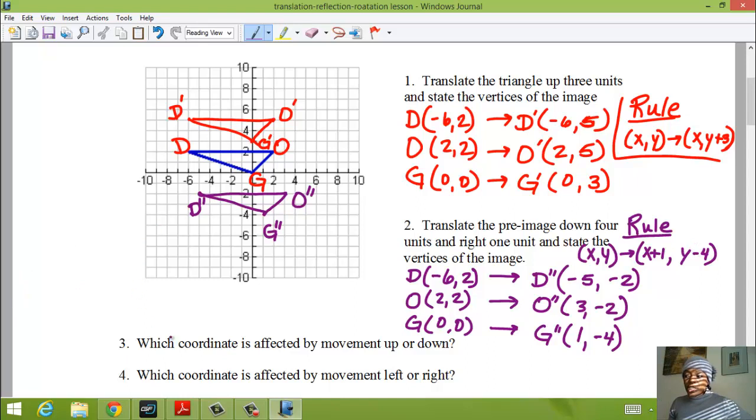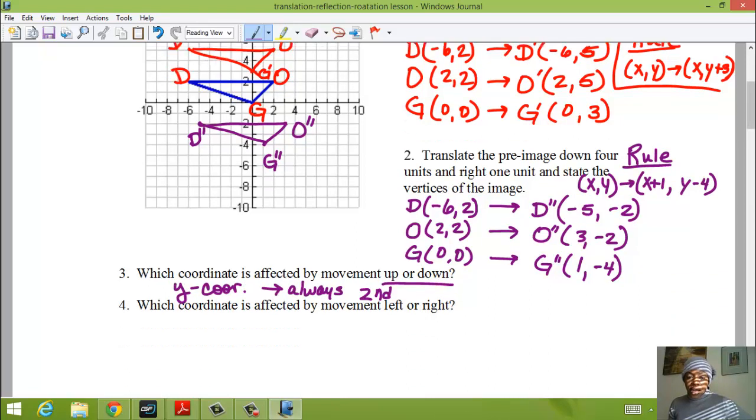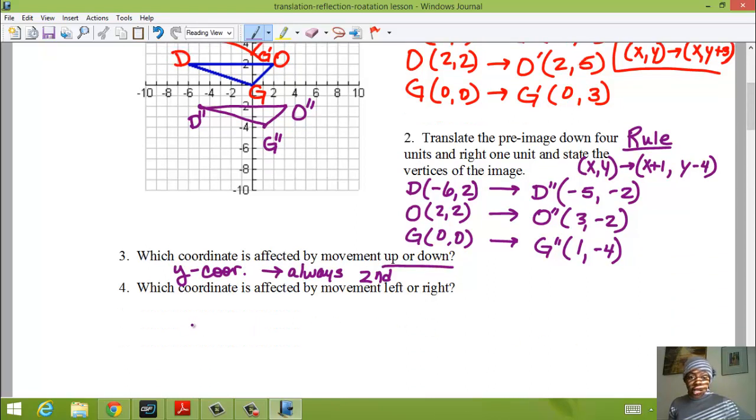Which coordinate is affected by movement up or down? Hopefully you're saying the y coordinate. And just as a reminder, it's always the second coordinate. Which coordinate is affected by movement left or right? That would be the x coordinate. And the x coordinate is always first. It's always the first coordinate.